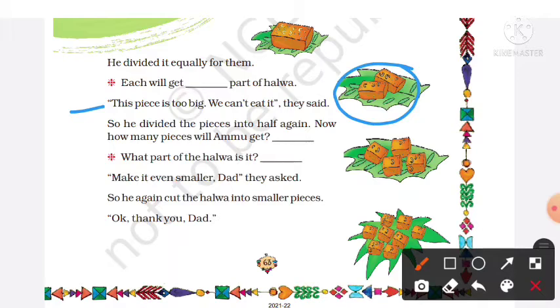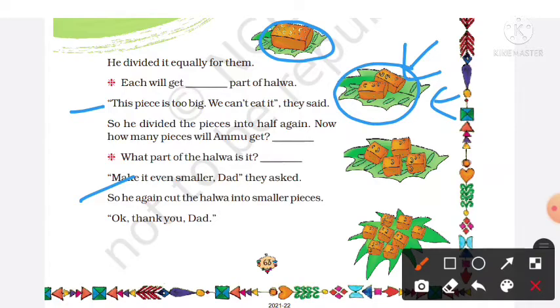Next is, what part of the halwa is it? If we see here, okay, so what will be the part? Half part of halwa is it? Okay, because if we divide both, the total number of pieces will be 4, and it is 2 out of 4. Okay, next is, make it even smaller, Dad, they asked.